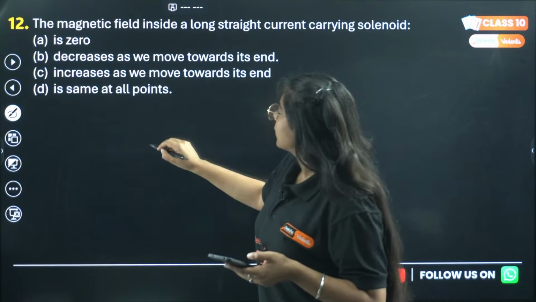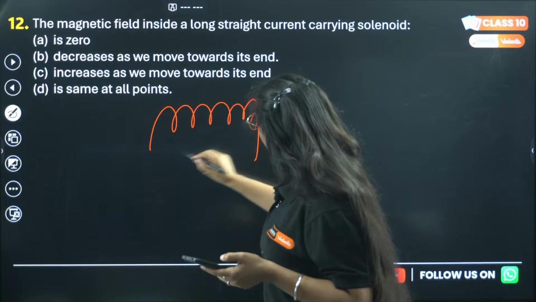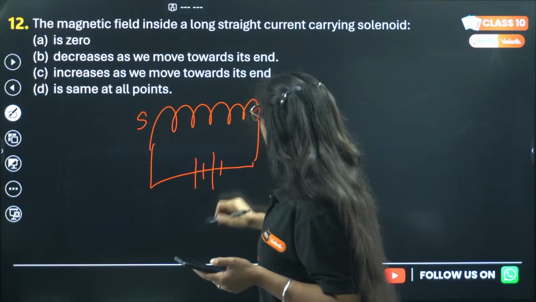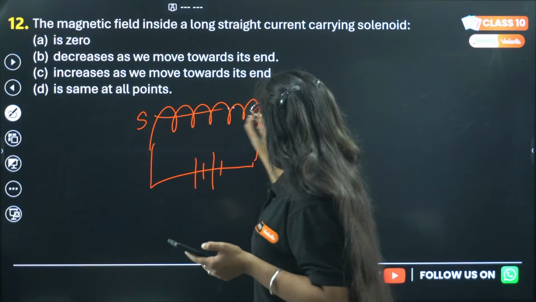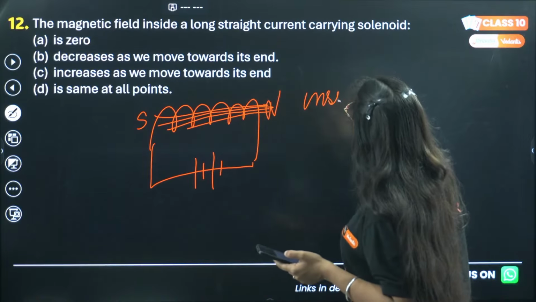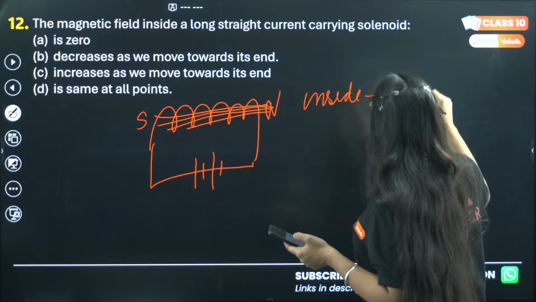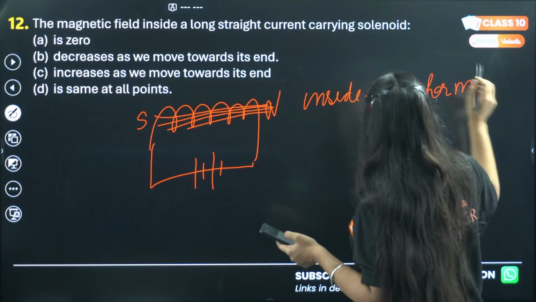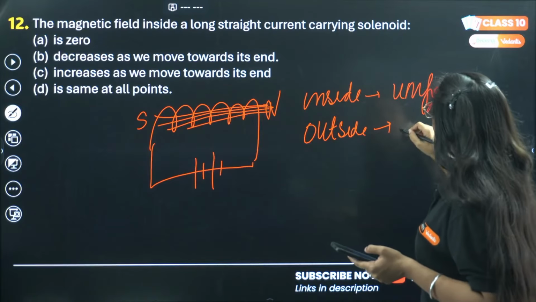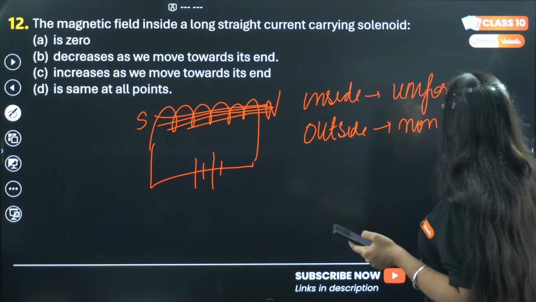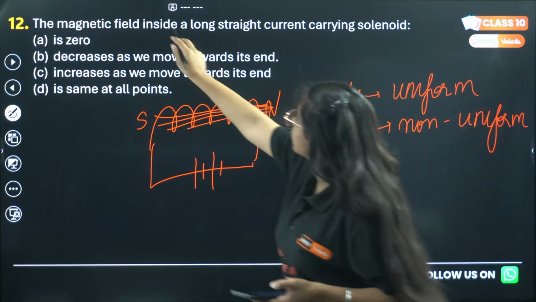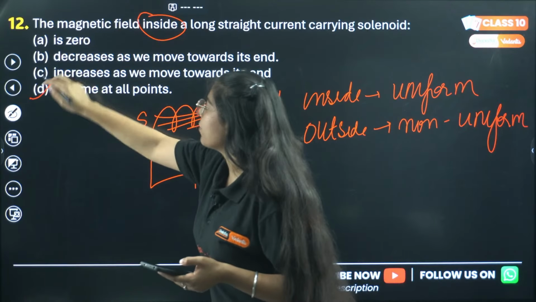So this is our solenoid, and let's say this is south and north, and this will be our battery. Inside the solenoid, the field is always uniform. But on the outside of the solenoid, the field will not be uniform, it will be non-uniform instead. So we are asked that inside, it's the same at all points.